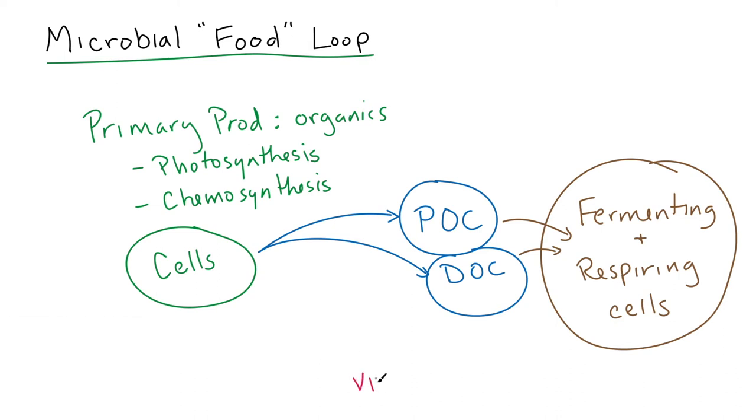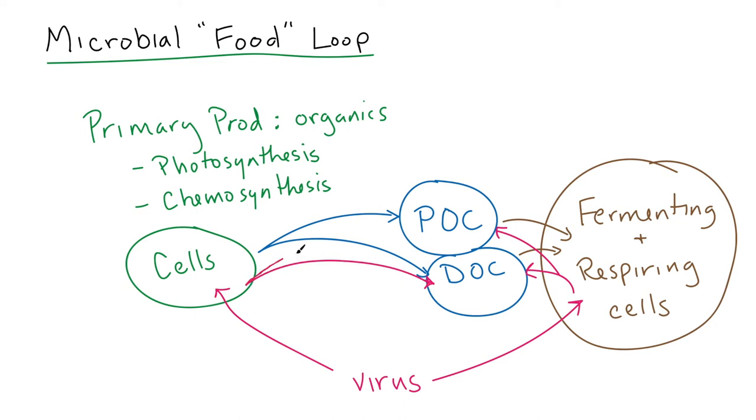Then, of course, we have viruses. And viruses infect cells. They can infect the primary productivity cells. So, for example, the cyanobacteria are the very common photosynthetic cells, and there are viruses that infect those. And they can also infect these fermenting and respiring cells. And they can either just live within the cells and reproduce within them, or they can cause the cells to break open or lyse to again create more particulate organic matter and dissolved organic matter. All right, so one of the processes is the cells' sort of, I'll call it quote unquote natural death, which produces these resources, and then the other is caused by viruses.